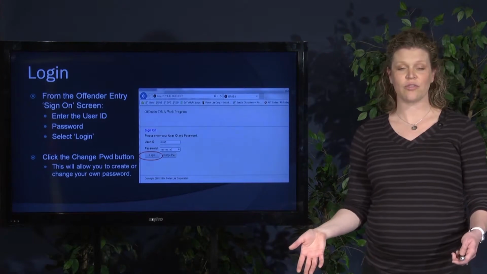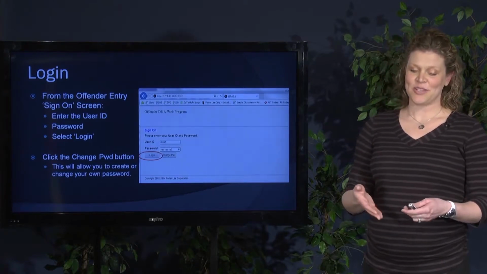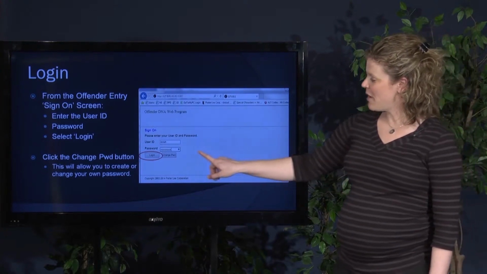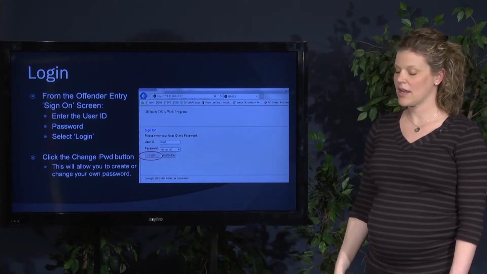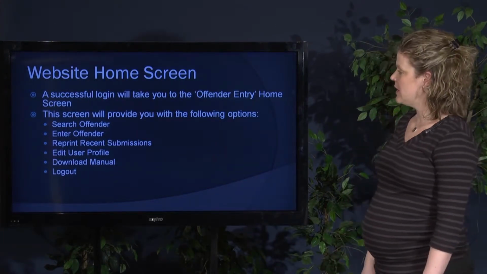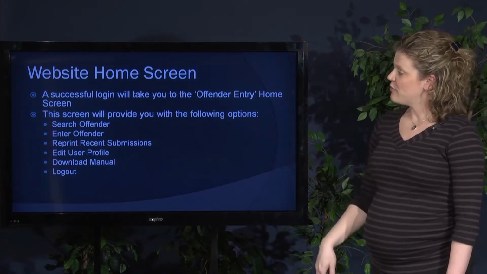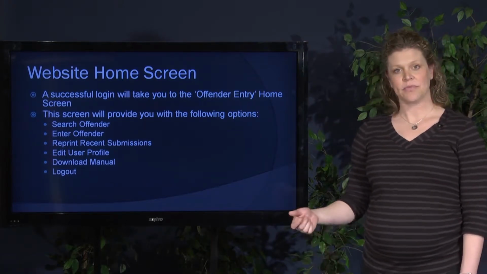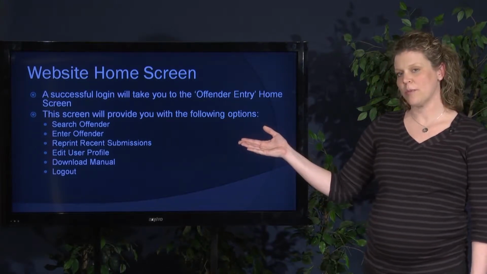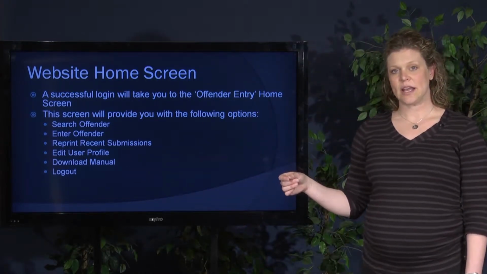Unfortunately, we don't have much control over it, but our IT staff will require us to change the password every 90 days. So this will be one more password that needs to go on your list in remembering what it is. But if you'd come in here, change your password to something that you recognize, go forward into the offender entry home screen. So, like I said, a successful entry will take you to the offender home screen. This screen is going to provide you with a couple of options: search offender, enter offender, reprint recent submissions, edit user profile, and download the manual. This is another location here where you can get a hold of the manual along with our DCI website.